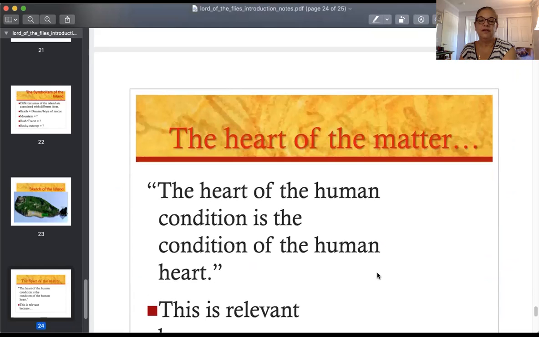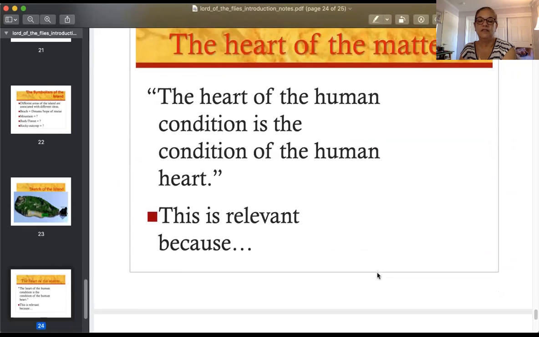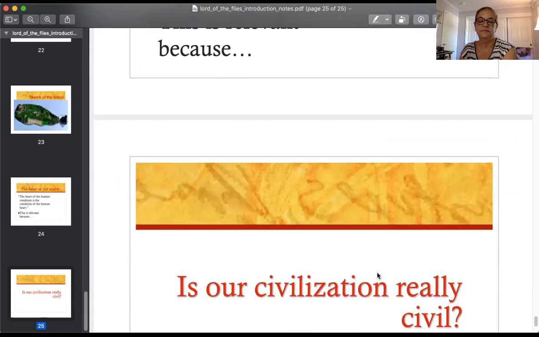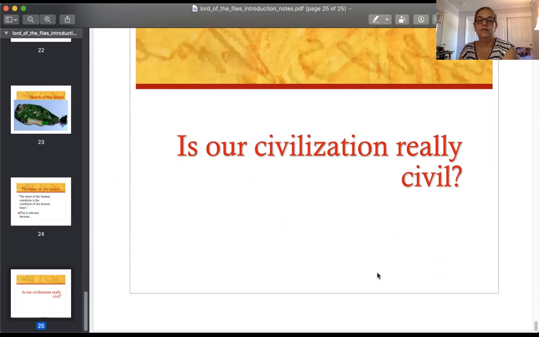And the heart of the matter, the heart of the human condition is the condition of the human heart. Why is this relevant? Is our civilization really civil? You might want to think about the show Survivor, which was based on this book, and think about a lot of things that are actually happening today. The mob mentality, what happens when something gets out of control. Good people are capable of bad things in certain situations.